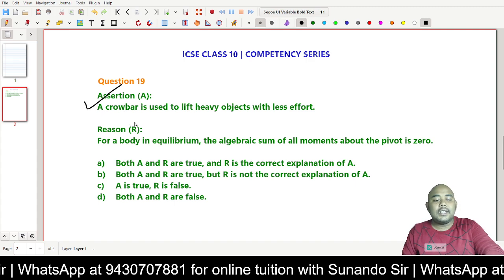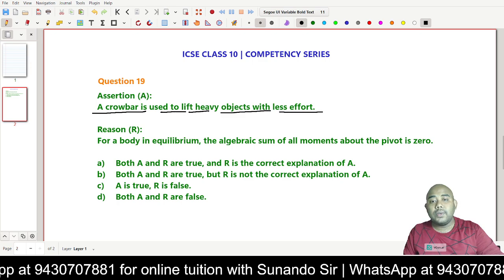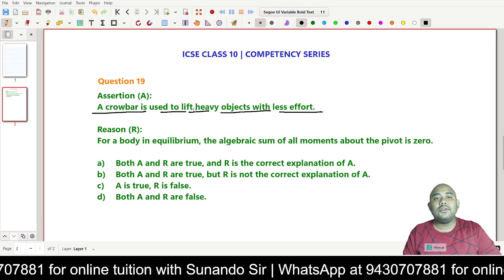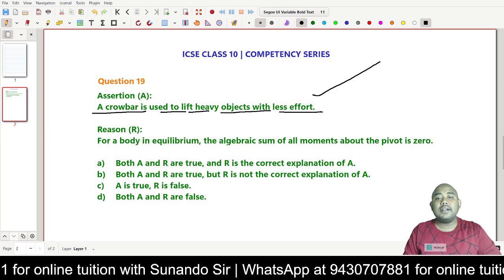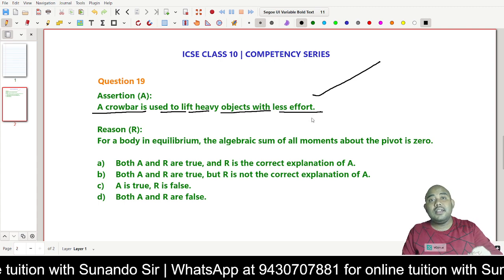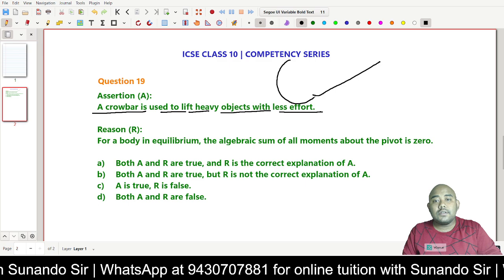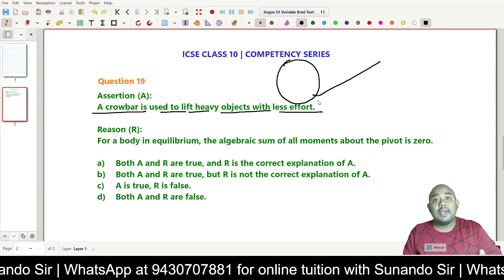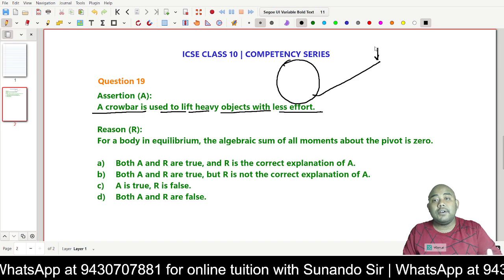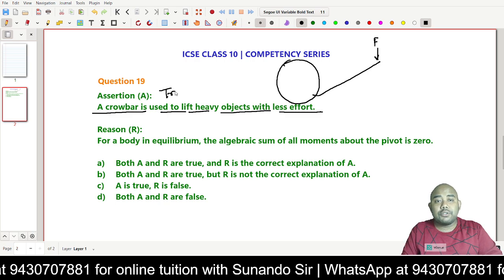The assertion says a crowbar is used to lift heavy objects with less effort. Now what does this mean? What does a crowbar mean? A crowbar is a lever, a rod with which you can definitely lift very heavy objects. Even a big piece of stone, a heavy stone, can be lifted using a crowbar with less effort, with less amount of force. So that's true. This assertion is absolutely true.